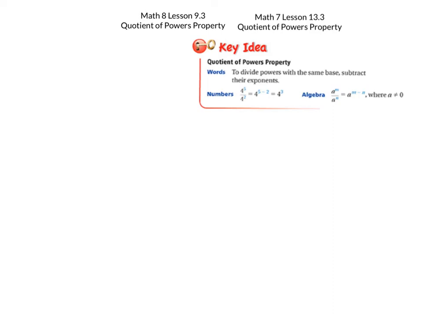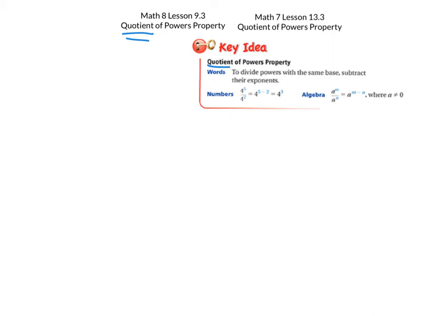Today we are learning about the quotient of powers property. When you hear the word quotient, you should think division. That's what quotient means, is you're dividing. So the rule, or the quotient of powers property, is when you're dividing powers that have the same base, all you do is subtract their exponents.